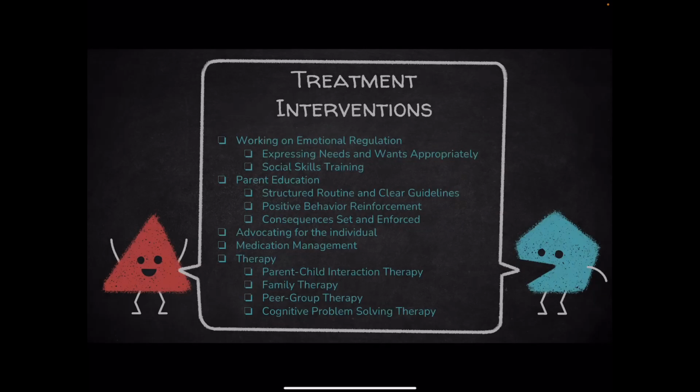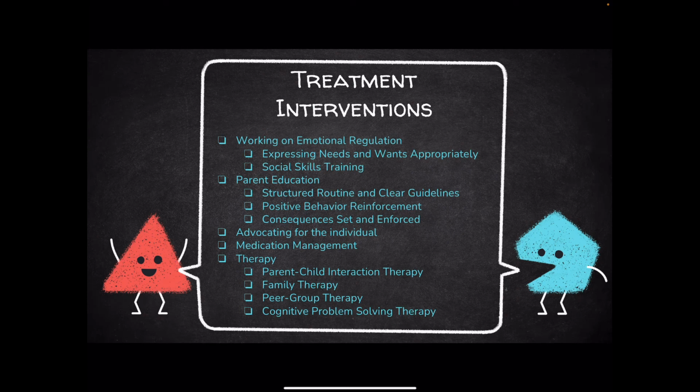Some interventions that we found for disorders that fall under the disruptive, impulse control, and conduct disorder umbrella are working on emotional regulation, so working with these individuals on expressing their needs and wants appropriately, as well as social skills training so that they can interact with those around them more functionally. Parent education is also huge, since this does begin early on in childhood for all of these disorders. So developing a structured routine with clear guidelines so that you can try to negate any of the negative behaviors from anything surprising or unexpected.